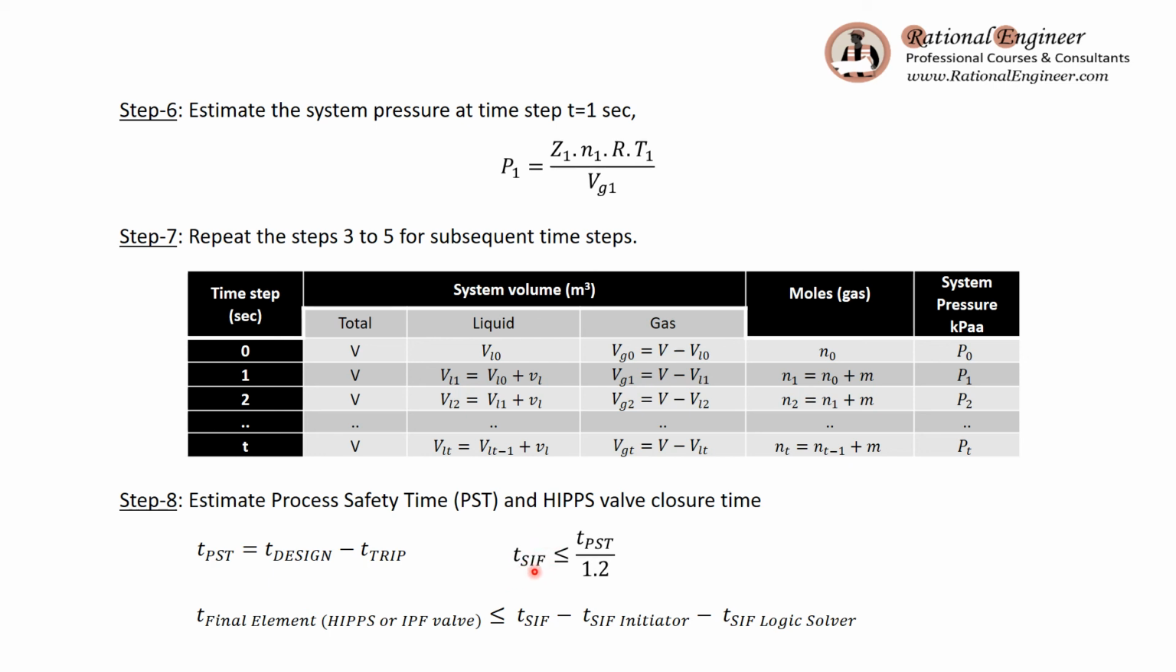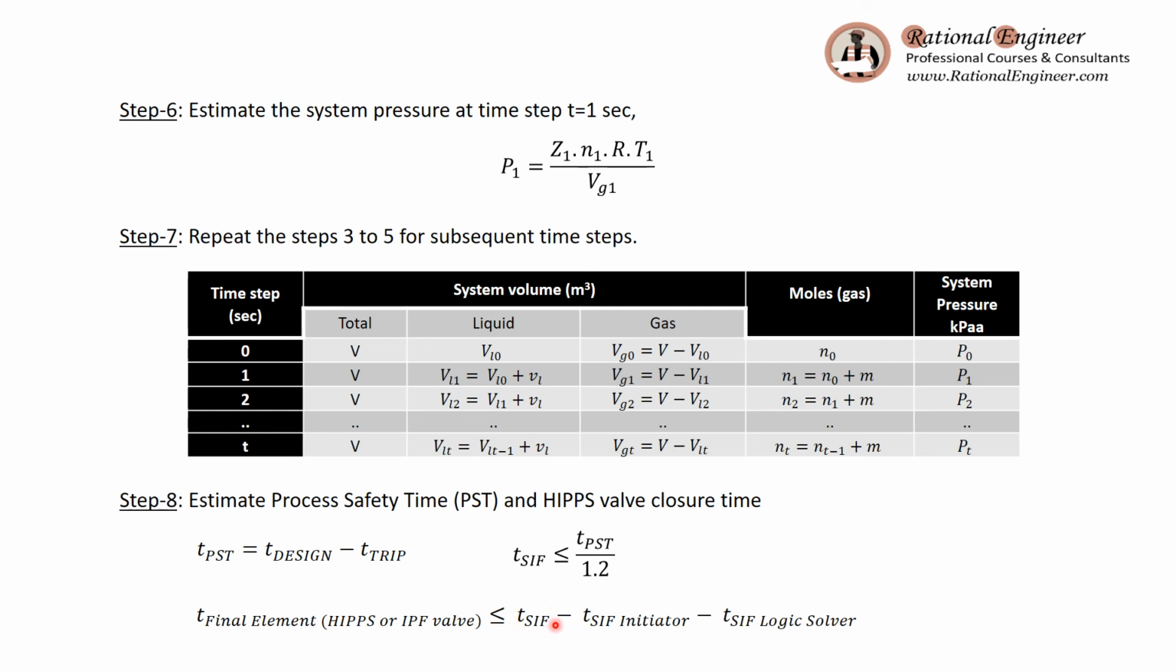The closing time of the valve should be faster than this available process safety time, and sometimes a margin of 1.2 is considered over and above the available process safety time using this formula. In addition, there is also a deduction of time to initiator, that is the transmitters and the logic solver, to process the signals. Generally, this is in milliseconds. However, sometimes a time of 0.2 to 0.5 seconds is accounted for each of them. And finally, you get the closing time of the shutdown valve.